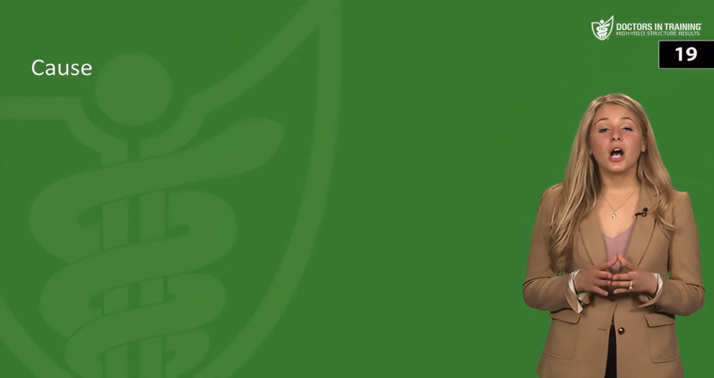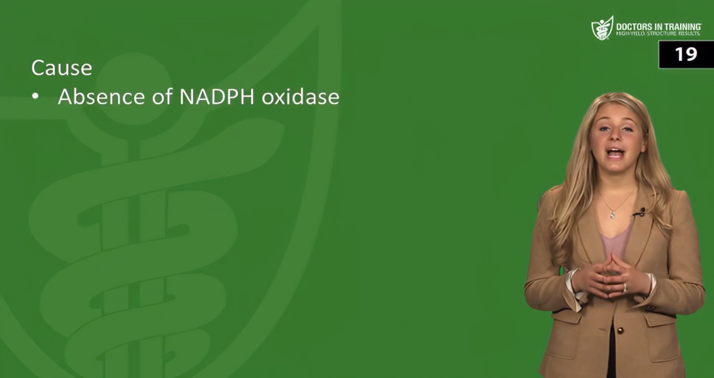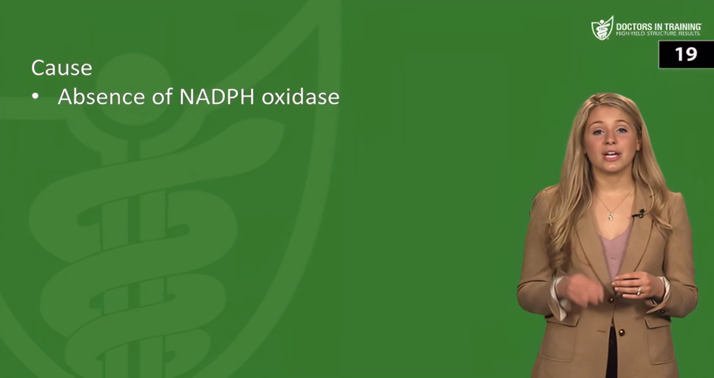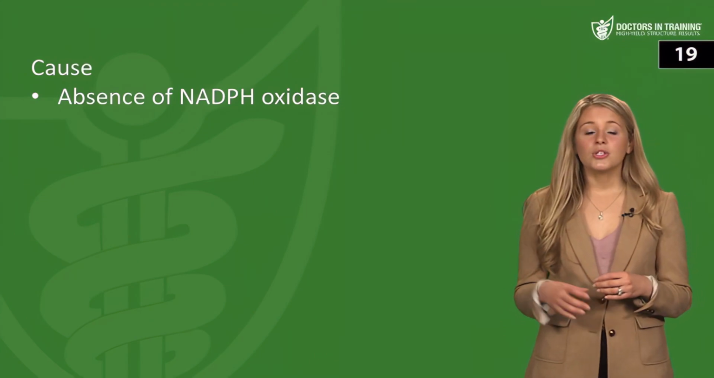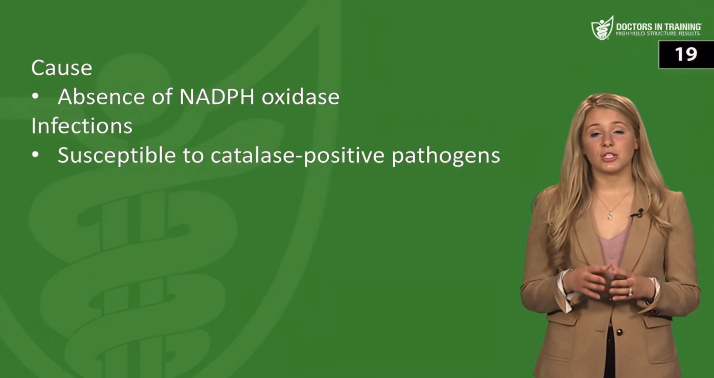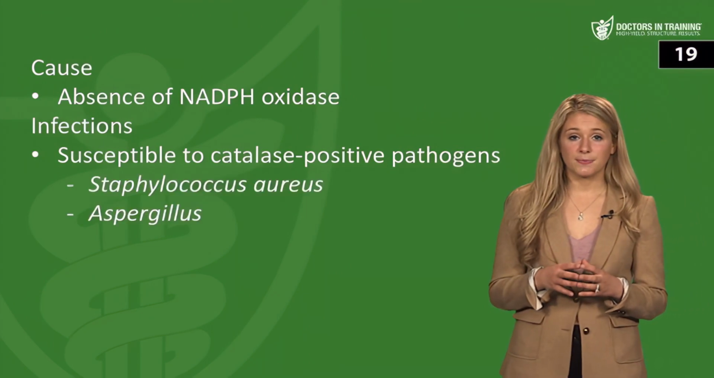Next, what is the cause of chronic granulomatous disease? And what infections are these individuals susceptible to? The cause of chronic granulomatous disease is the absence of NADPH oxidase. So your phagocytes can't generate oxygen free radicals. So that makes these individuals susceptible to catalase-positive pathogens, especially Staph aureus and Aspergillus.